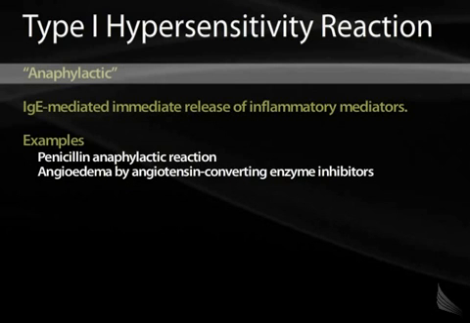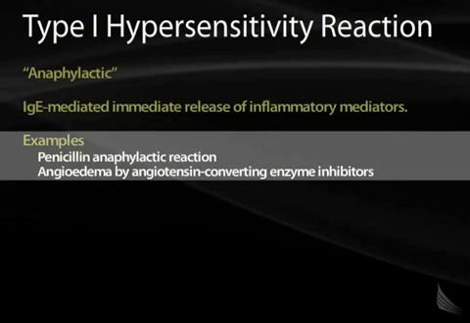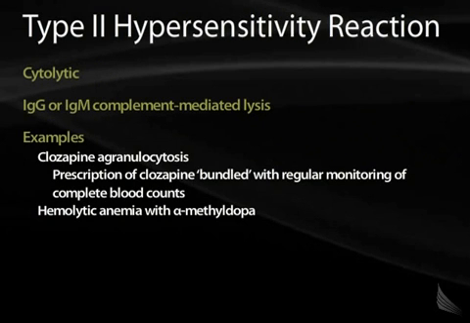The most common examples of type 1 hypersensitivity are the penicillin anaphylactic reaction, an allergy to penicillin, and angioedema, which is caused by angiotensin-converting enzyme inhibitors, or ACE inhibitors, and this is usually mediated through the IgE pathway.